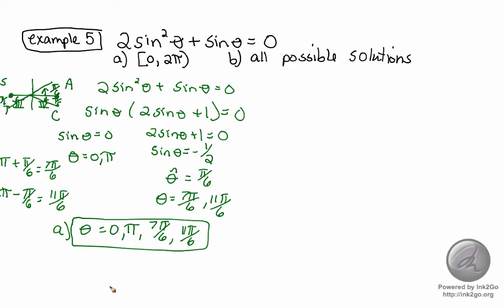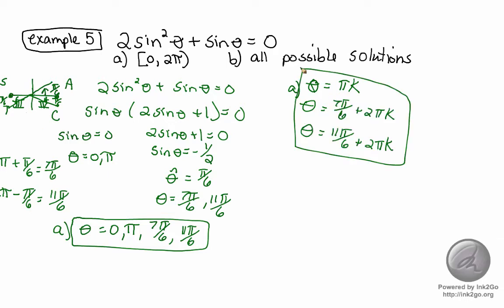Now to find all possible solutions, again 0 and pi differ by pi. So I can either write that as theta is equal to 0 plus pi k, or pi k. And then 7 pi over 6 and 11 pi over 6, they don't differ by pi, so I'm going to have to do these separately. So that's going to be 7 pi over 6 plus 2 pi k and 11 pi over 6 plus 2 pi k. So those will be all of my possible solutions for example number 5.